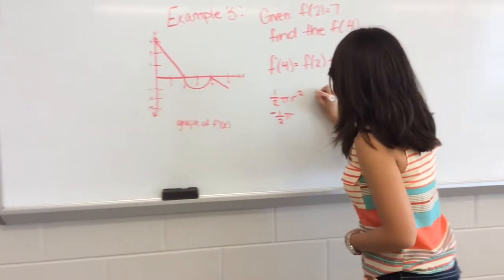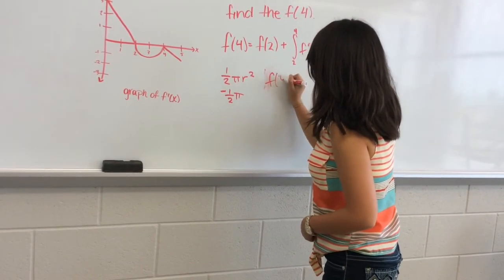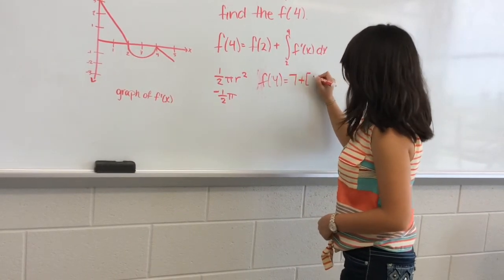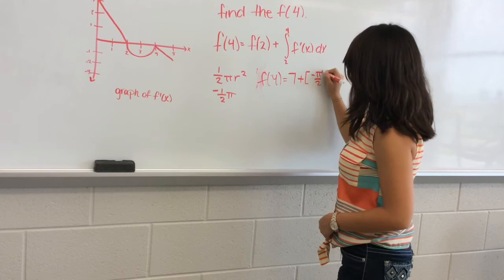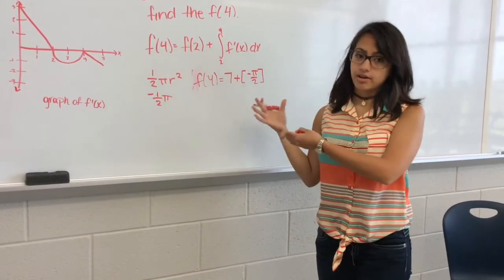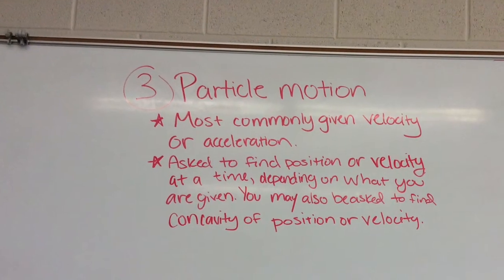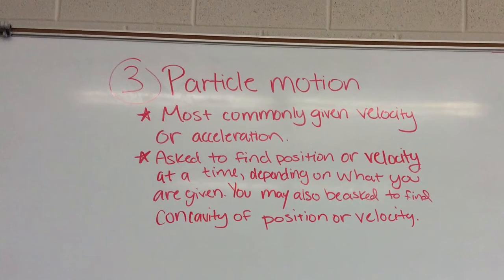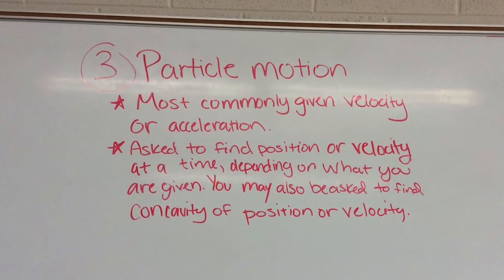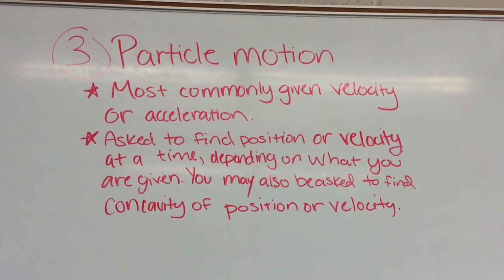So what you're going to do is put 7, the f of 4 equals 7 plus negative pi over 2. And on the AP exam, you don't have to worry about simplifying it any further than that. And then you're done. The final one is particle motion, which is mostly given with velocity or acceleration. You are asked to find position or velocity at a time, depending on what you're given. You may also be asked to find concavity of a position or velocity.